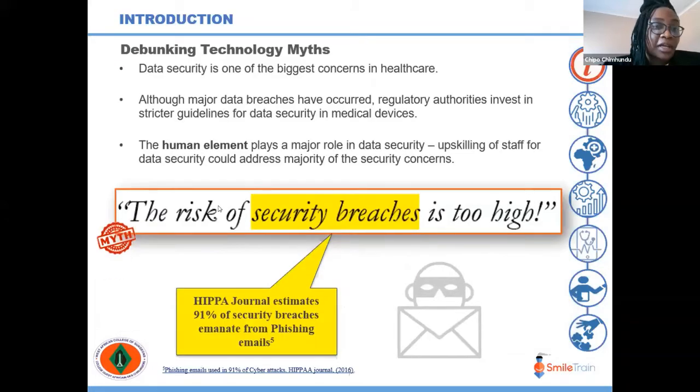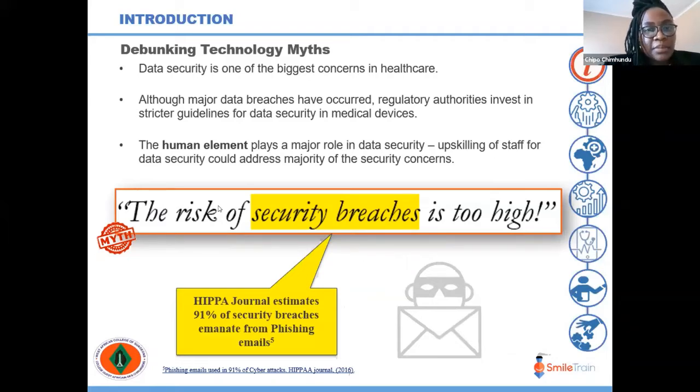One other myth I would like to briefly discuss is that of security breaches. For a lot of us, this is our biggest fear, that our information is too vulnerable, and our patients are being exposed by us investing in digital systems. However, research done by the Healthcare Information Privacy Protection Act Journal estimates that 91% of security breaches are actually coming from phishing emails.